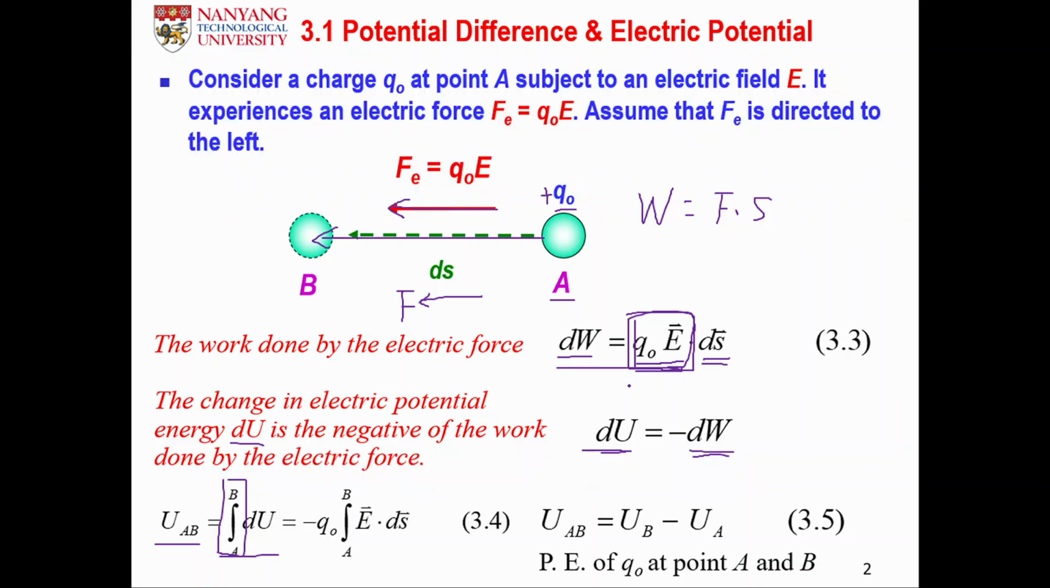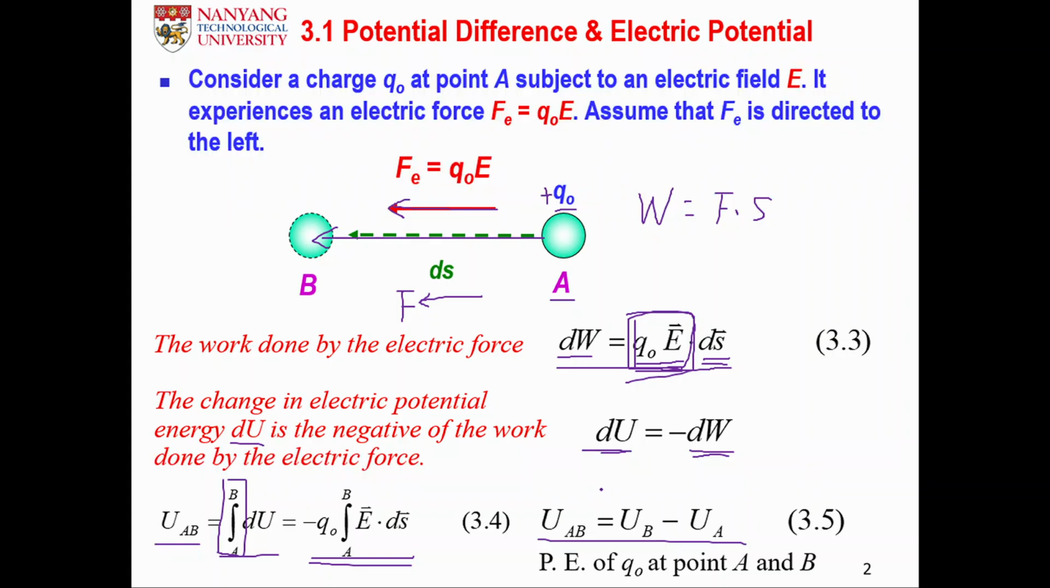So you can see this is a dW, and dU is minus dW, so you can tell this is the UAB, the potential energy difference between point A and point B. And of course, generally, if we can define the electrical potential energy of point A and point B, then very straightforwardly we can tell the potential energy difference should just equal UB minus UA, if UB is the potential energy at point B and UA is the potential energy at point A, right?